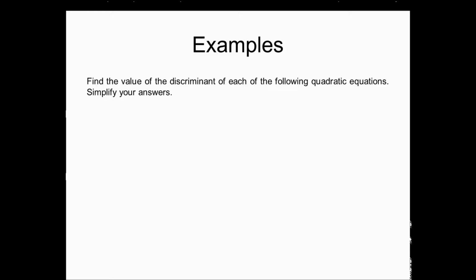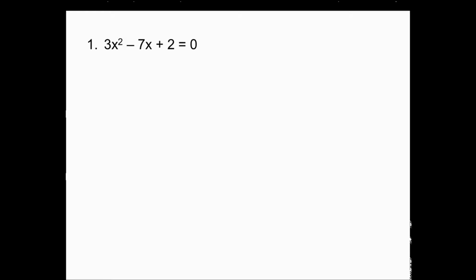Some examples. Find the value of the discriminant of each of the following quadratic equations. Simplify your answers. Now you're just looking for the discriminant. You're not trying to solve the equation. Here's our first one. I've got 3x squared minus 7x plus 2 equals 0. You've got to make sure it's in general form. It is. So my a is 3, my b is negative 7, my c is 2.